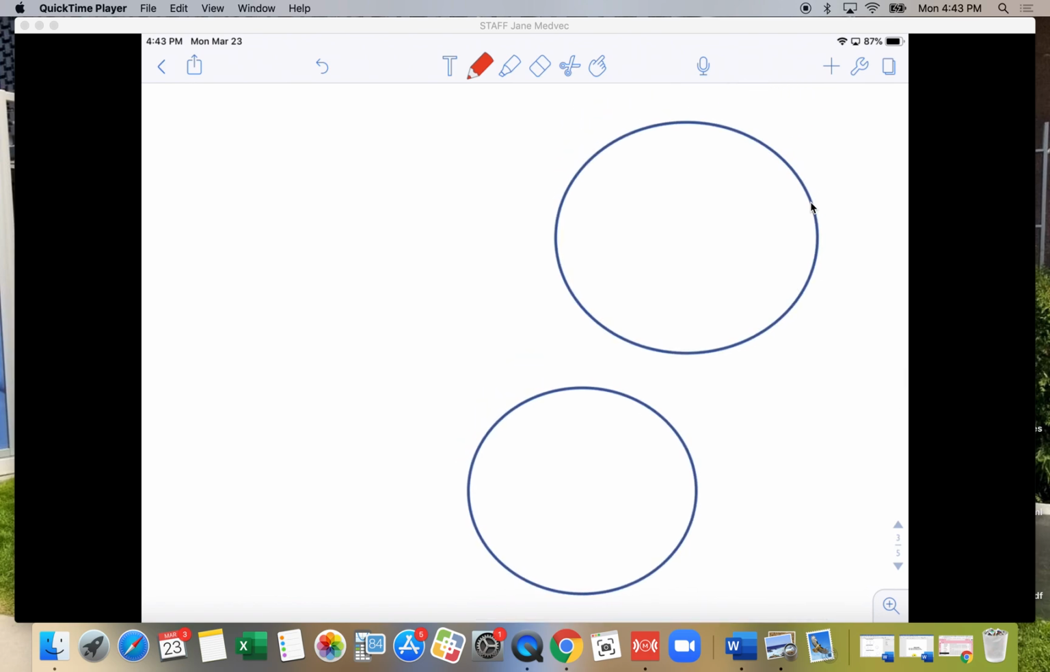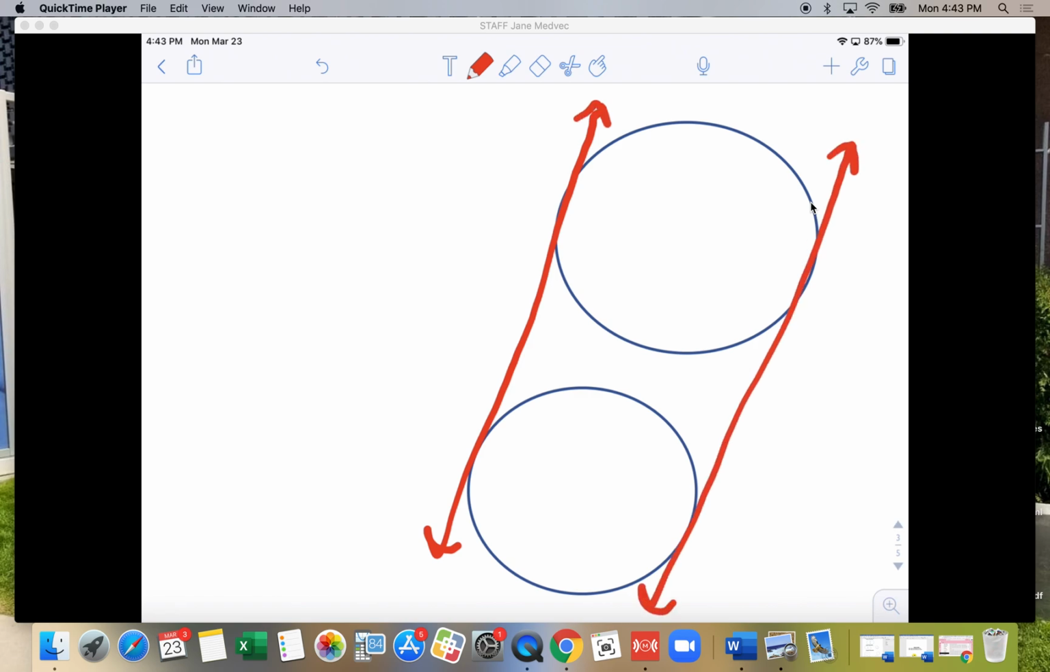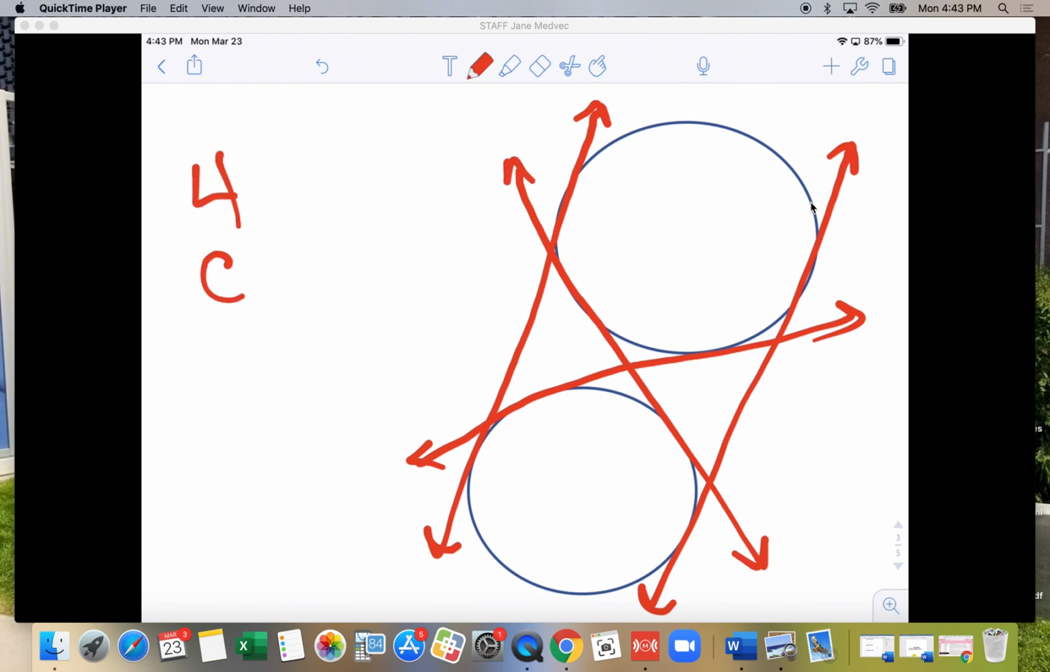So I've got one that will come like this, like before. I've got one that goes like this. And then there are ones that can go kind of crisscross. So they touch here and touch there. And another one that comes from here and goes there. So on this example, there are four common tangents.